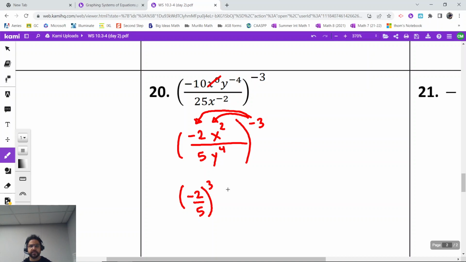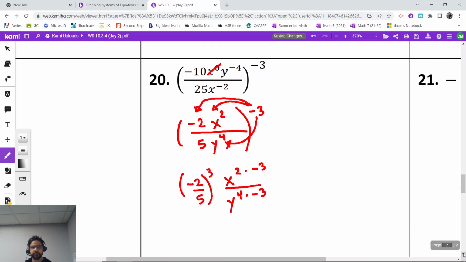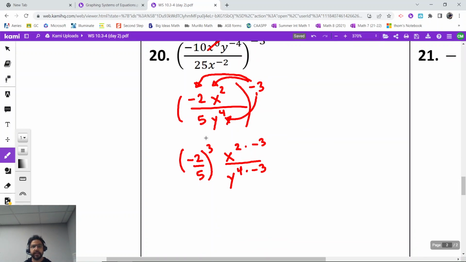Let's see, x gets 2 times negative 3. The y gets 4 times negative 3. Oh, look at that, Mr. Moreno. Come on. There we go. Whew. Almost made a mistake there. You get a negative exponent for that fraction as well.